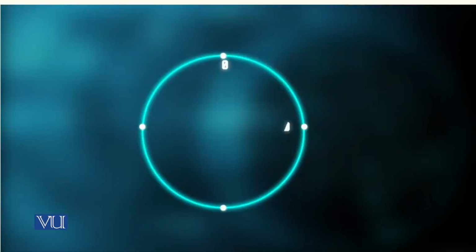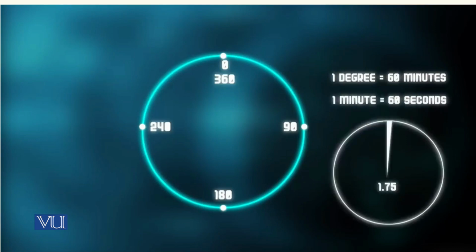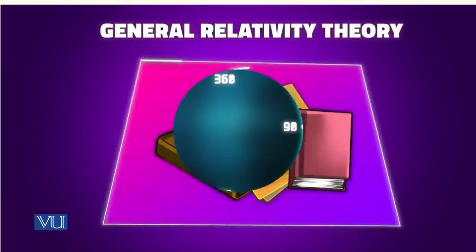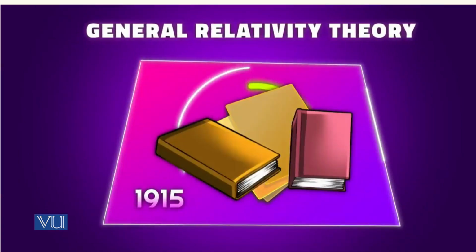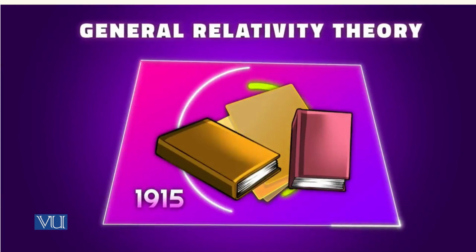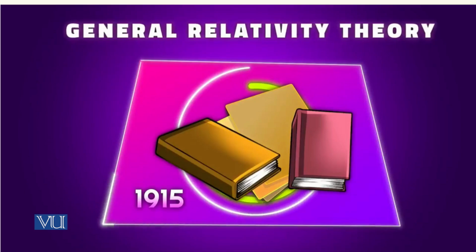An arc second: a circle is 360 degrees, and if you take 1 degree of it, it has 60 minutes within it, and 60 seconds per minute. Of these, 1.75 arc seconds is very small. In 1915, Einstein published his theory with equations. Everyone was confused when they saw this theory. What is this? What is he trying to say? No one understood it at the time.